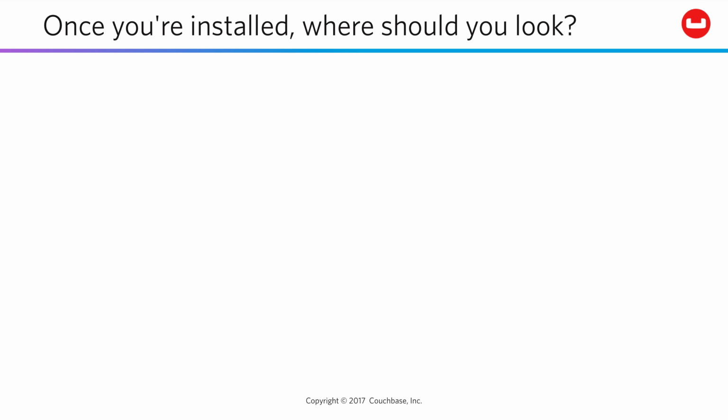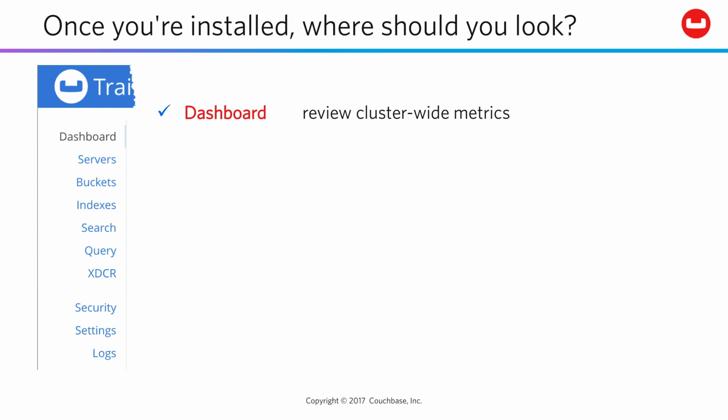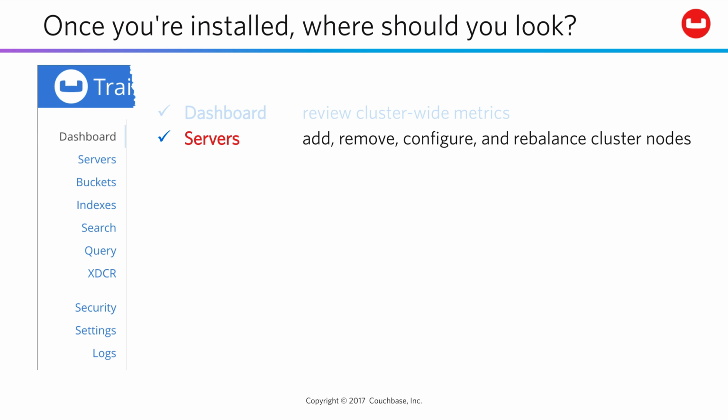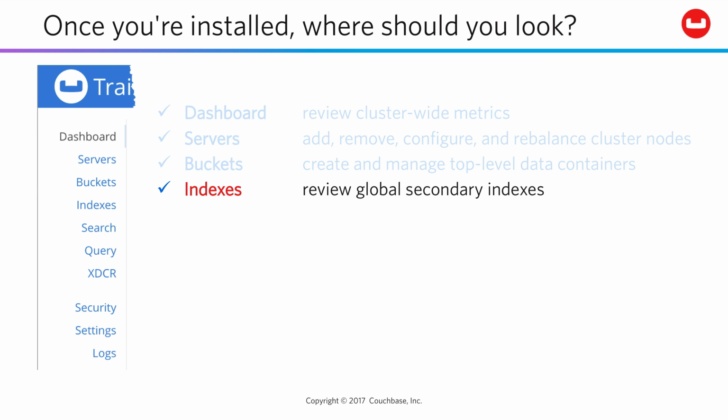Once your installation process is finished, your browser should open to the admin UI at localhost:8091. Navigation's on the left. The UI opens on the dashboard where you can quickly review cluster-wide metrics. The server screen lets you add, remove, configure, and rebalance the nodes in your cluster. The bucket screen lets you create and manage these top-level containers and their documents. The indexes screen lets you review the definition, type, and status of each of your indexes.